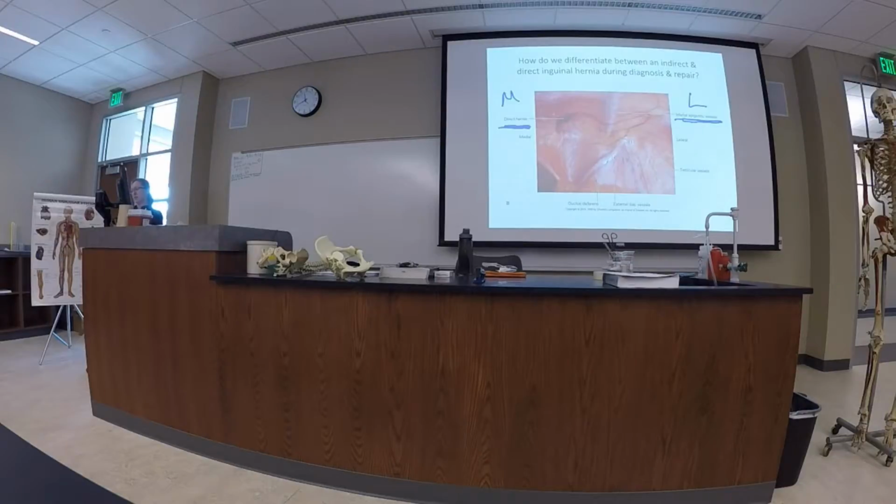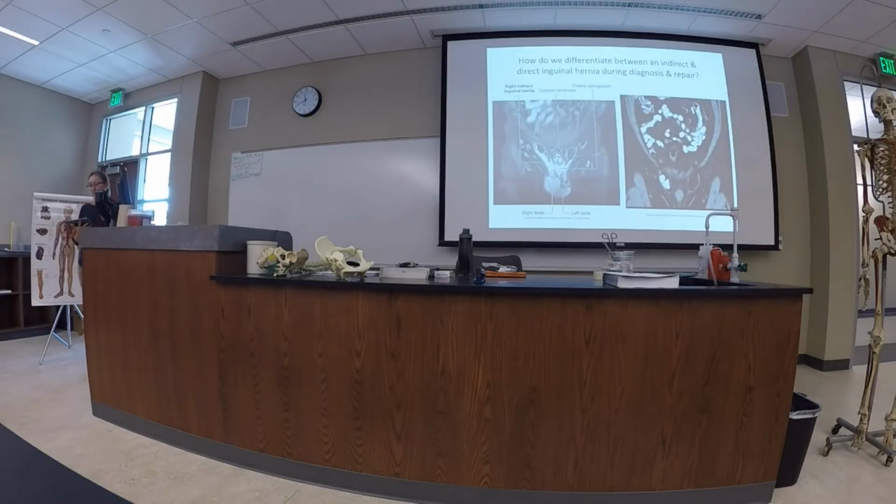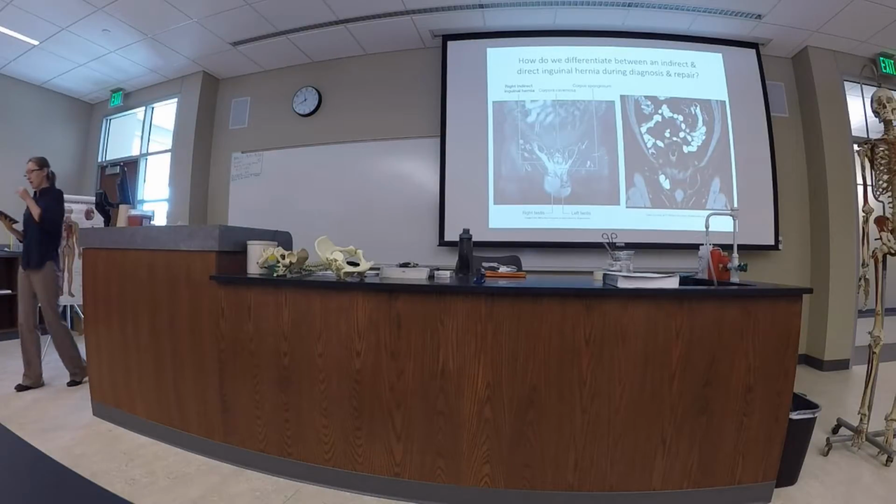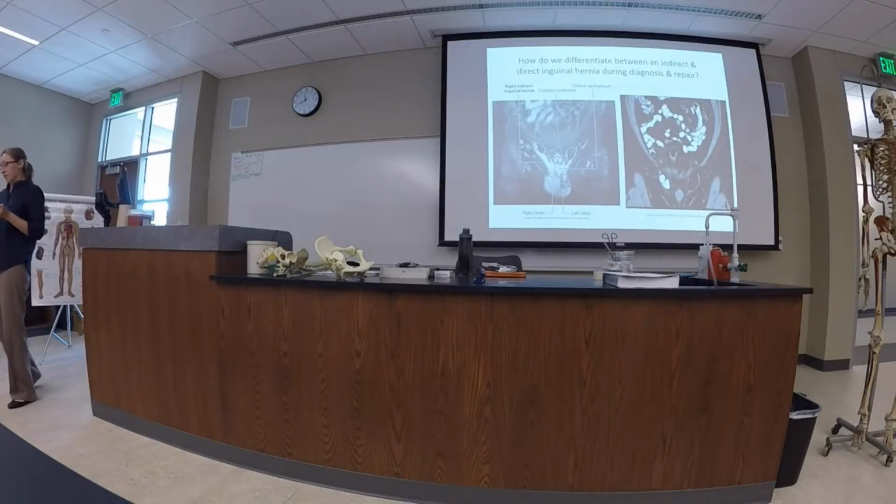If it was an indirect hernia, you would see it coming in this area. Okay, here are some MRI images. These are weighted with fat, so the fat is showing up. On the left, we have a right indirect inguinal hernia.